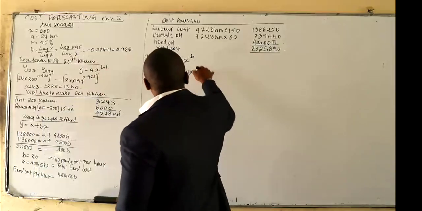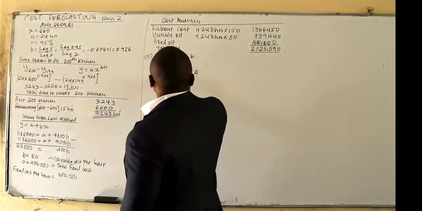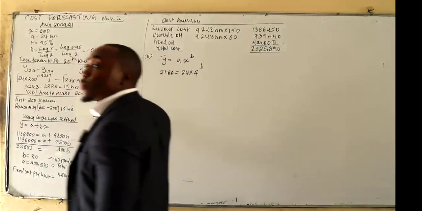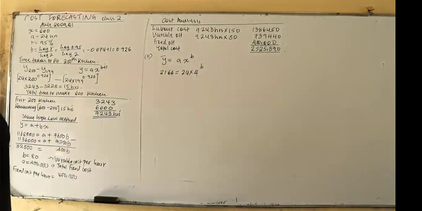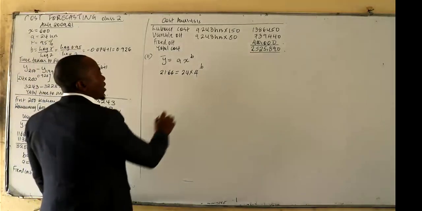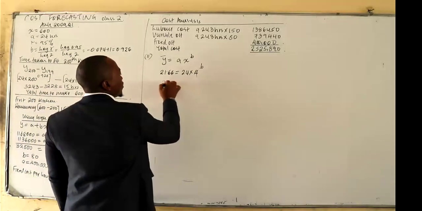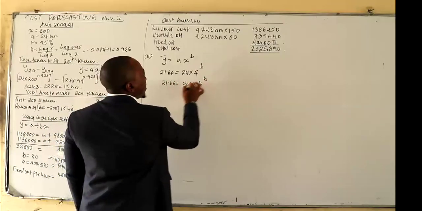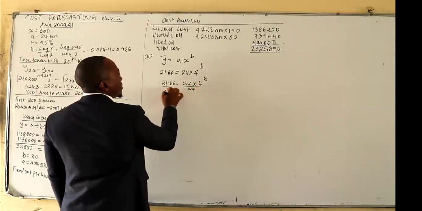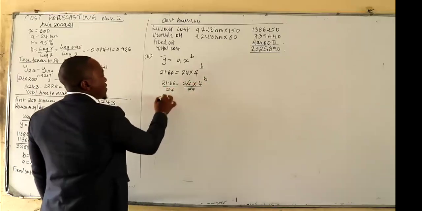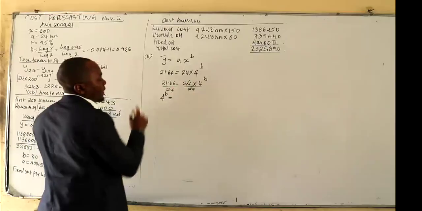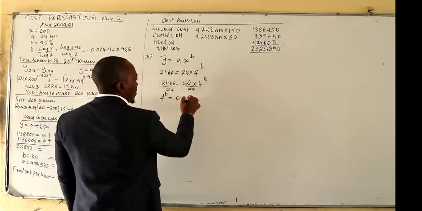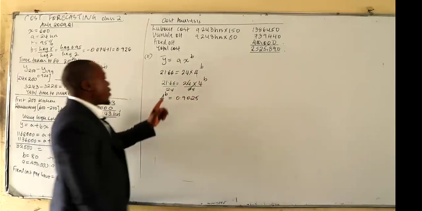X is 4, the fourth unit, simple. So this one should be equals, then raised to power b. This is what we need to prove: how they got 95. So it is 21.66 equals 24 times 4 raised to power b. You divide both sides by 24, so it will be 4 raised to power b equals 0.9025. How can we be able to get b?